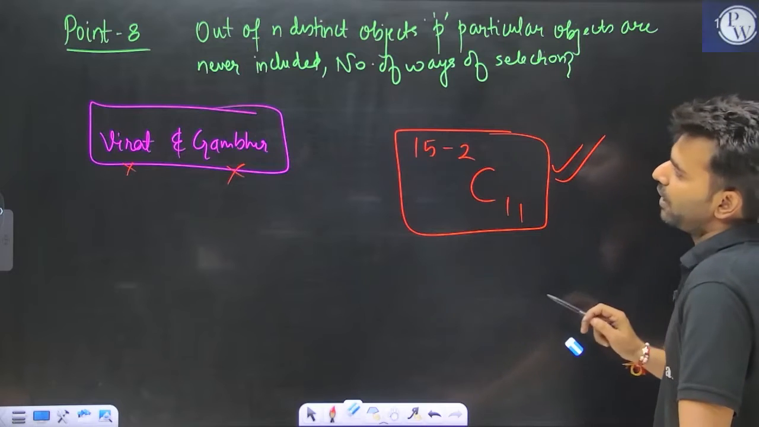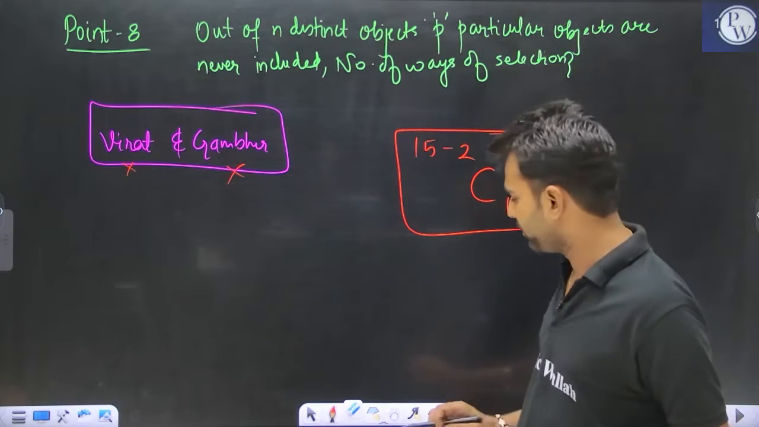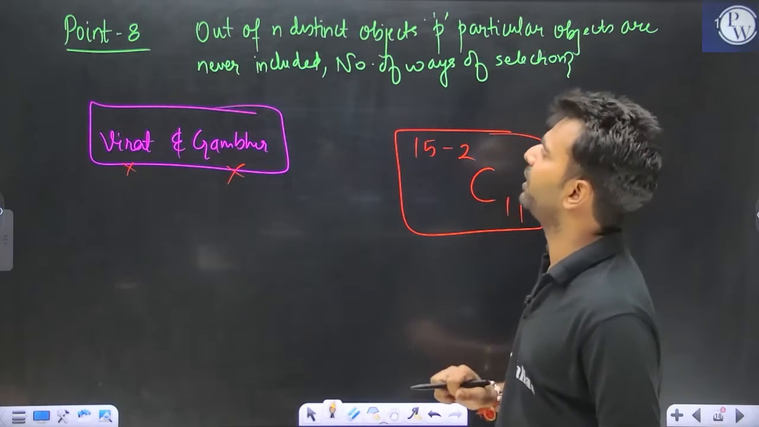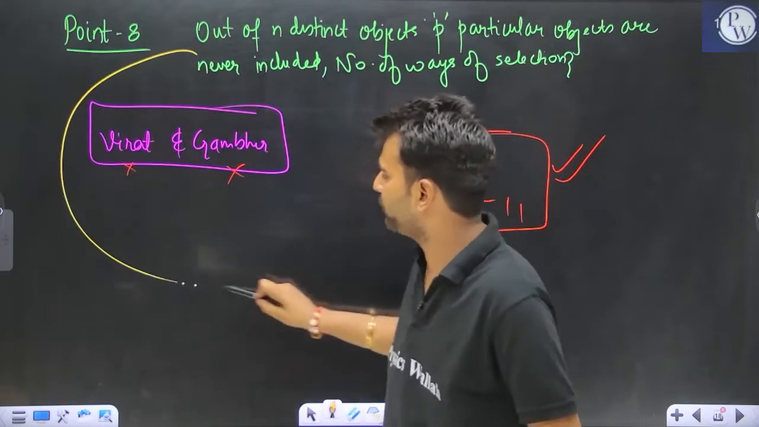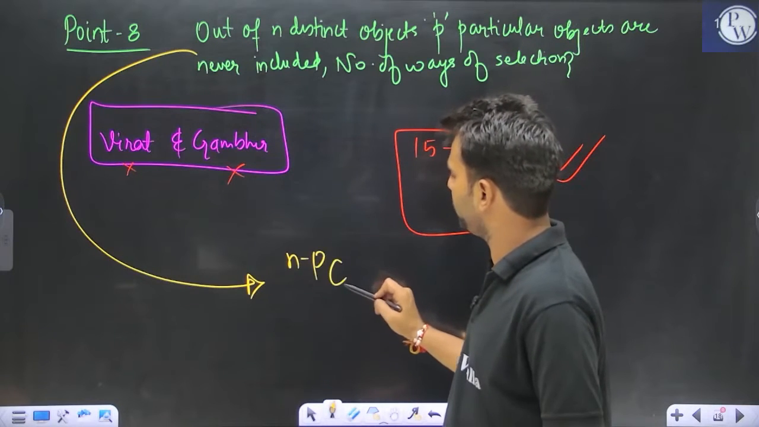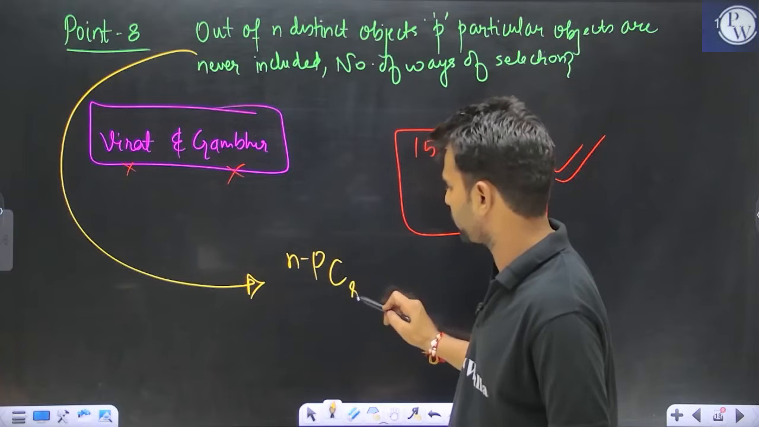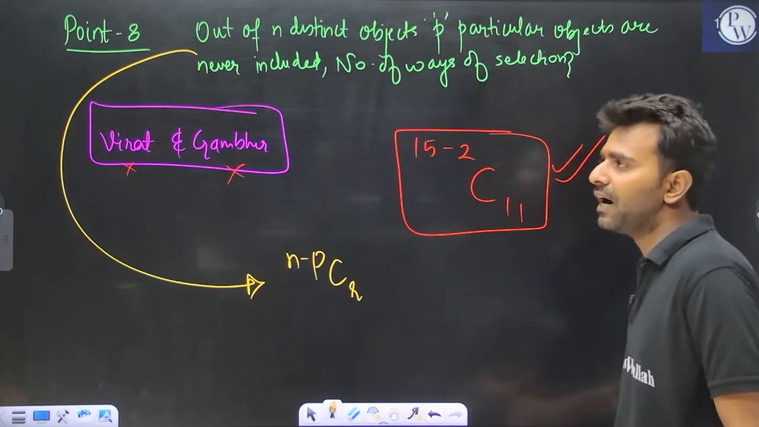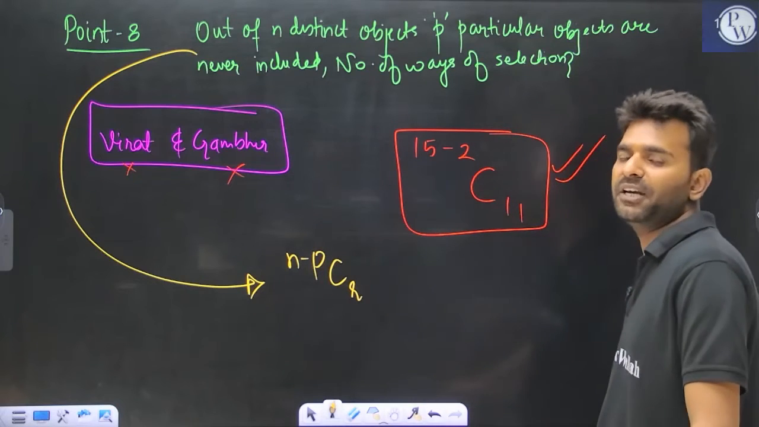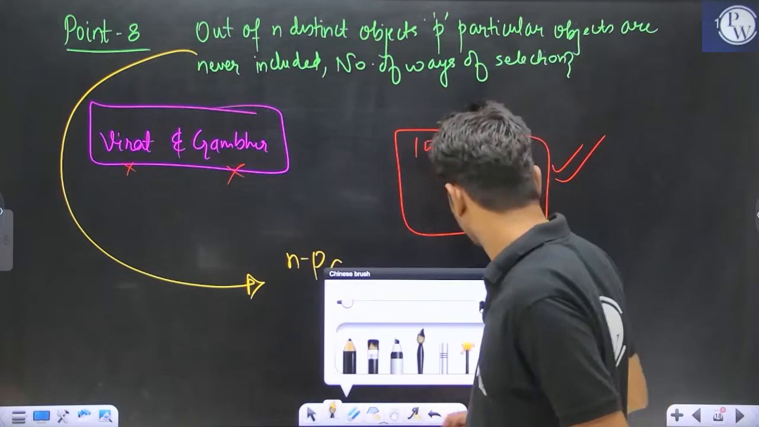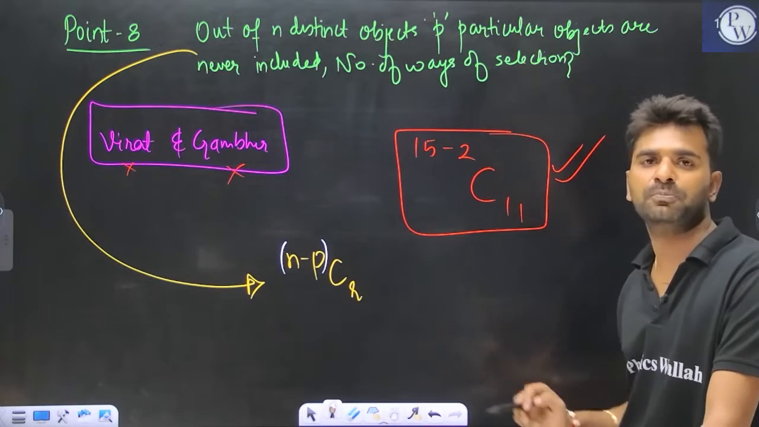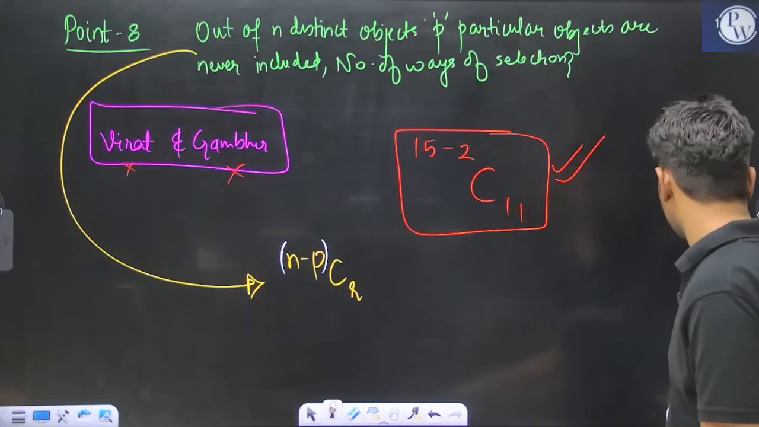In the case the coach told that Virat and Gambhir have fought one another, so they will not be playing in the next game. That means if P particular objects are never together, then the number of ways of selection will be N minus P C R, where R is the number of people needed to be selected, N is the total number of people available, and P is the number of people who have been banned or told not to be selected. I hope you people understood this.